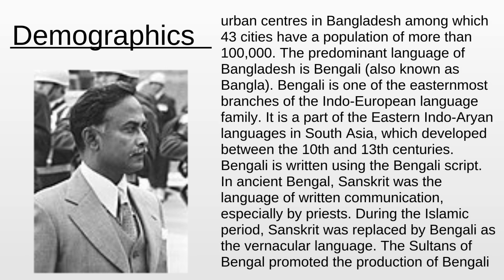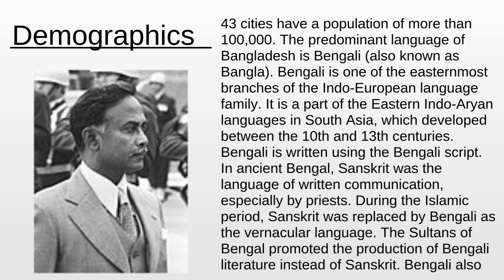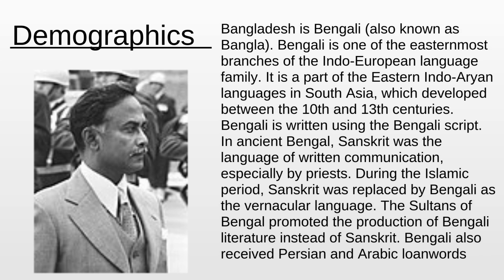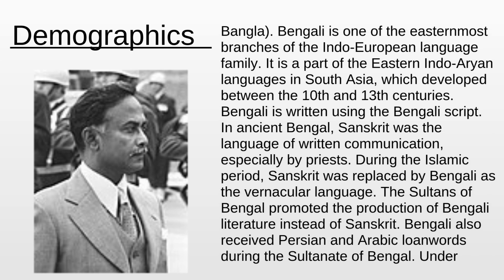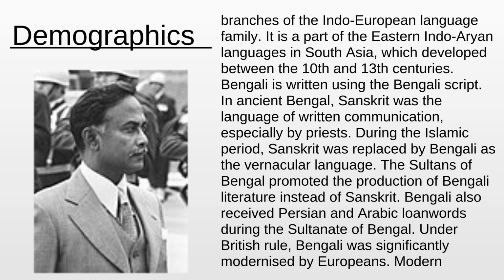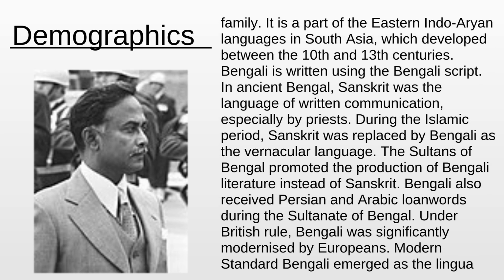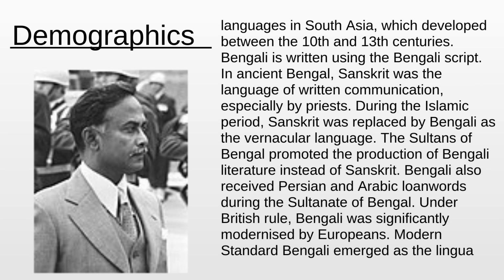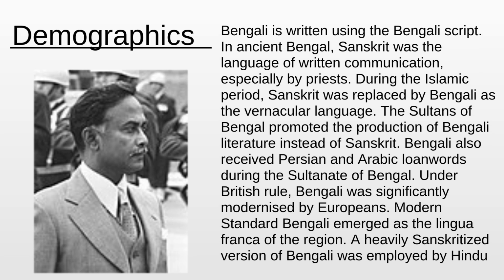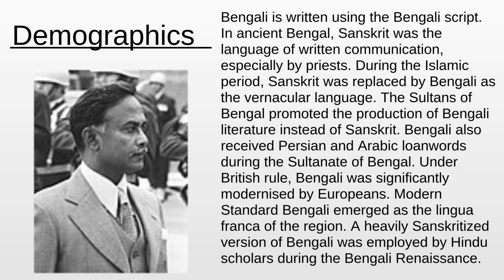There are 12 city corporations which hold mayoral elections: Dhaka South, Dhaka North, Chittagong, Comilla, Khulna, Mymensingh, Sylhet, Rajshahi, Barisal, Rangpur, Gazipur, and Narayanganj. Mayors are elected for 5-year terms. Altogether there are 506 urban centers in Bangladesh, among which 43 cities have a population of more than 100,000.